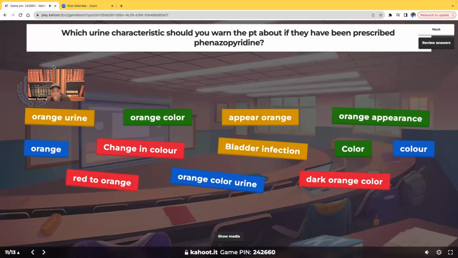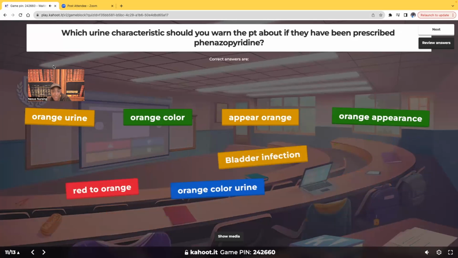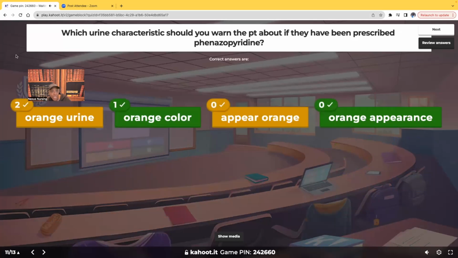Color, dark orange, appearance, a bladder infection. Very good. Orange color. You have to warn them that that medication will cause the appearance of their urine to turn orange. It can even stain their underwear.